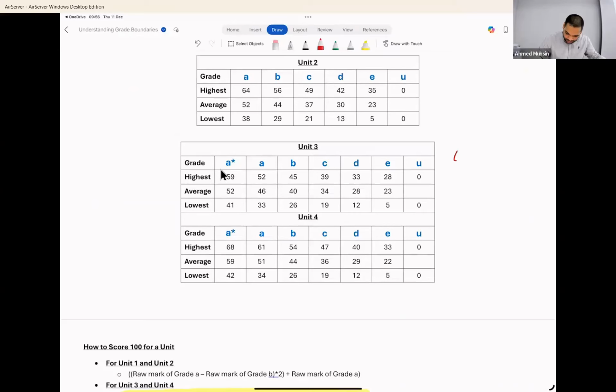You scored 67. Okay. 59 minus 52. Difference is how much? 7. 7 plus 59 is how much? 66. How much did she score? 67. You're at an A star. Okay, not A star, you're 100. If we take the highest grade boundary, she has managed to score 100 marks.